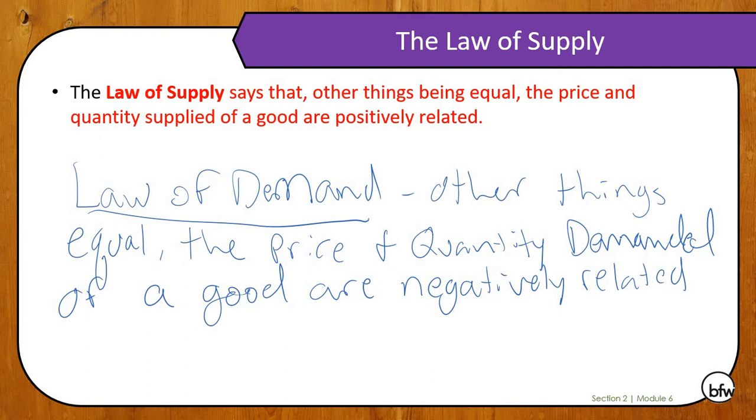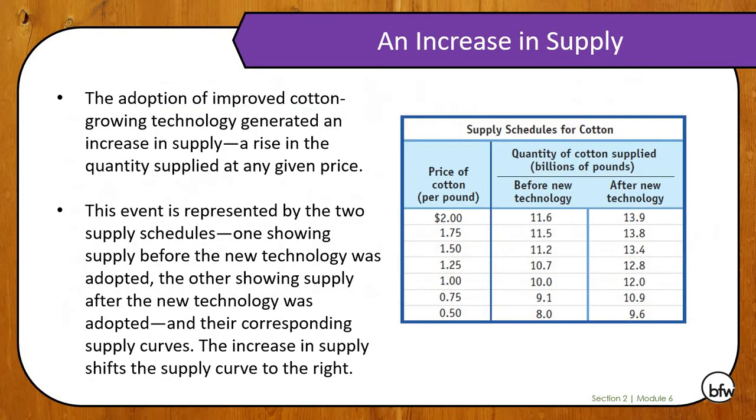And if you understand that, that'll really help you out when it comes time for the test and understanding supply and demand. Now, an increase in supply: the adoption of improved cotton growing technology generated an increase in supply, which is a rise in quantity supplied at any given price. So this was the example that they gave you here in the textbook.